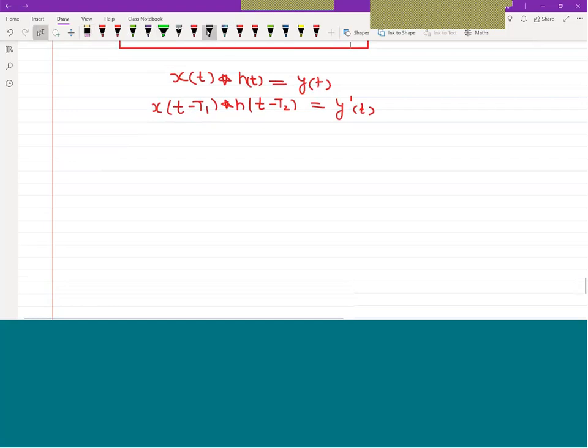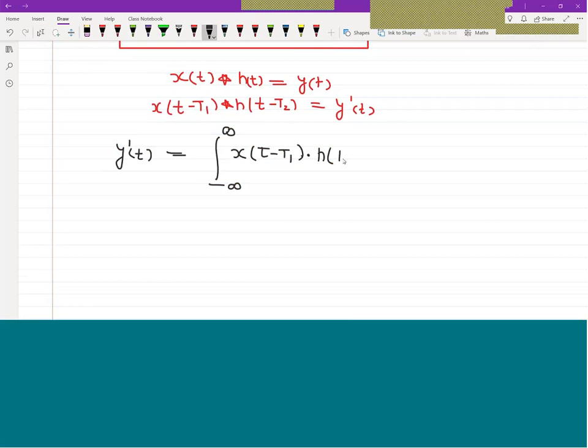So we can say y prime of t is equivalent to the integral from minus infinity to infinity of x of tau minus t1 into h of t minus tau minus t2, x of t, h of t minus tau into d tau. This is the whole idea.